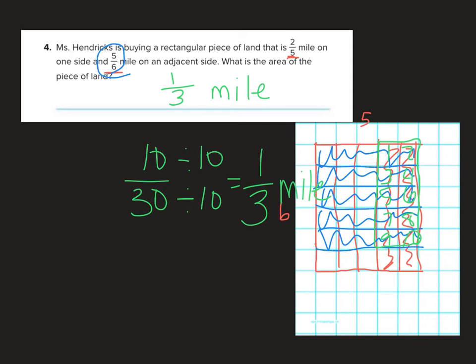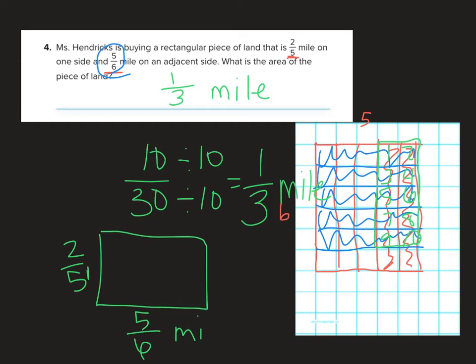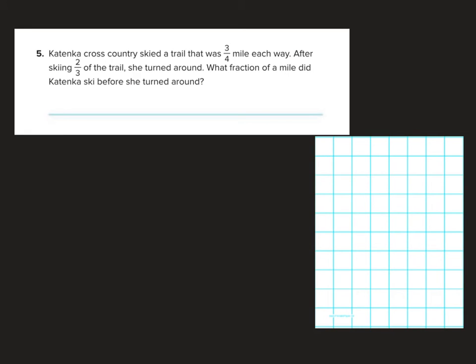And I know I'm going to multiply because I'm talking about a rectangle where 2/5 is one side and 5/6 mile is the other side. How do I find the area of something? I multiply it. Right.